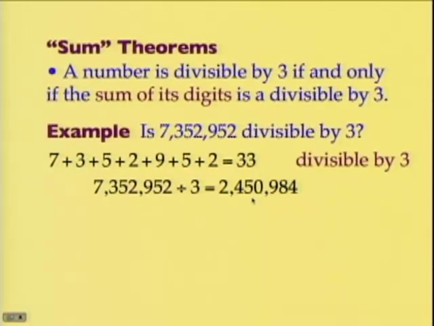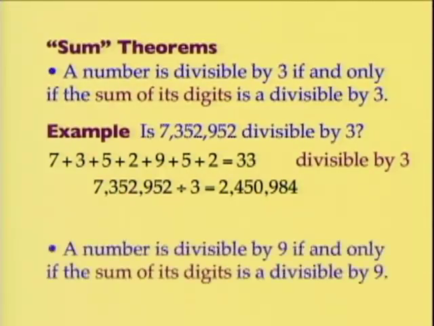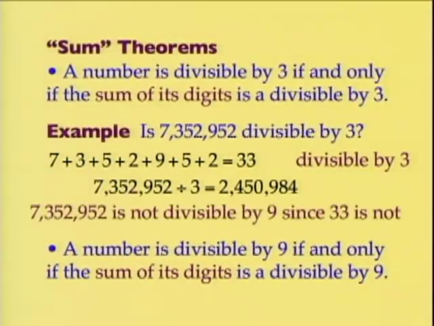And you can prove that, but it's a little bit messy. I didn't want to get into it. 9 works in exactly the same way. I can look at this number and tell you that this 7,352,000 blah, blah, blah is not going to be divisible by 9 because 33 is not divisible by 9.